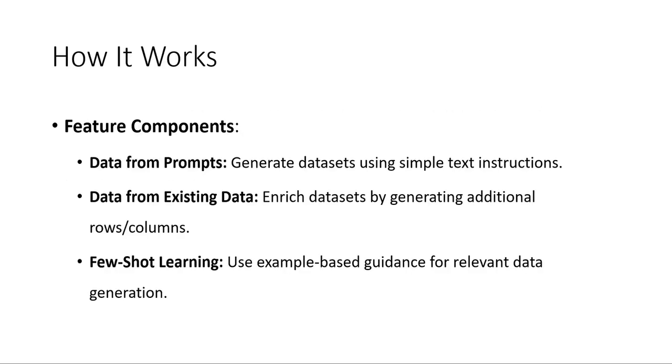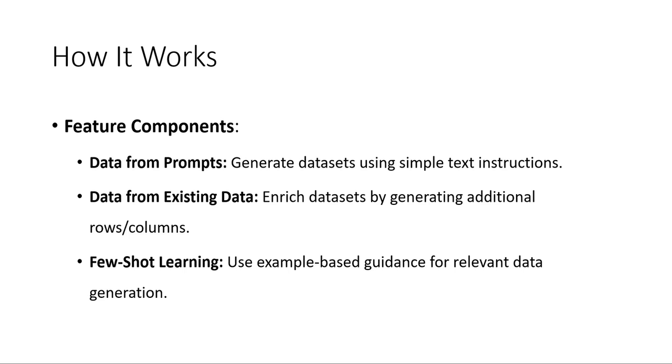Curious about how this works? The magic lies in three core components. First, we have data generation from prompts. Just provide a simple text instruction and voila. Next, you can enhance existing datasets by generating new rows or columns based on your current data. And lastly, we incorporate few-shot learning. This means you can guide the generation process using examples, making the data even more relevant to your needs. It's all about utilizing AI to empower your projects.